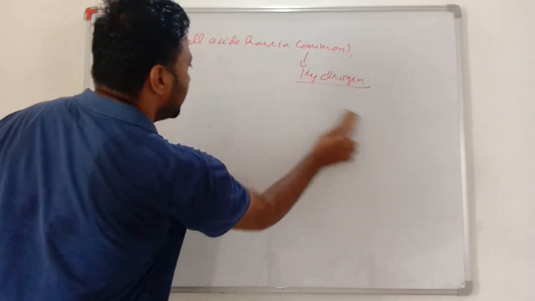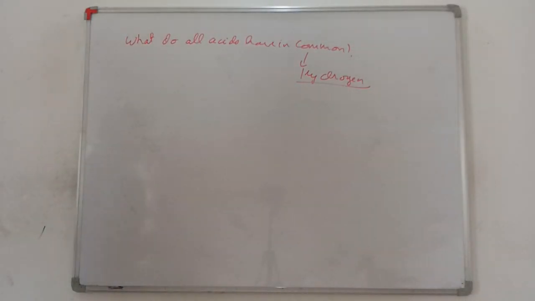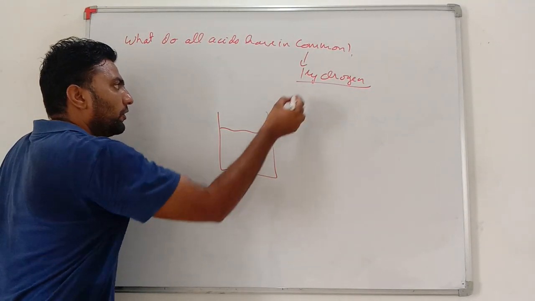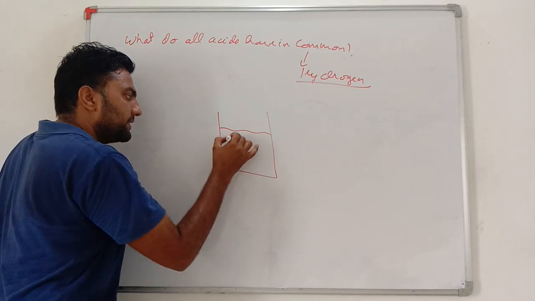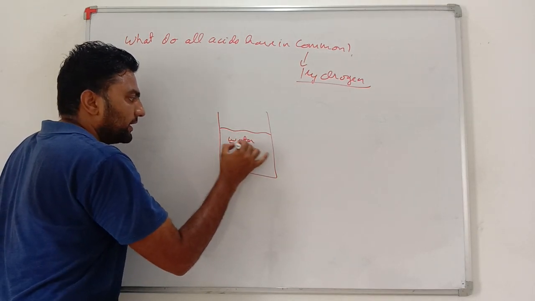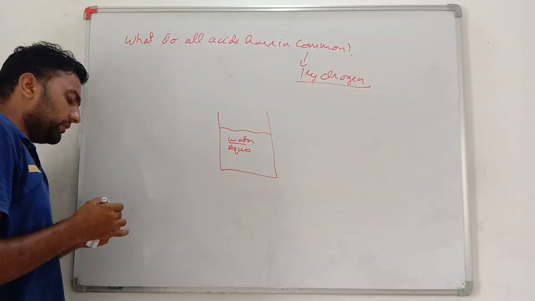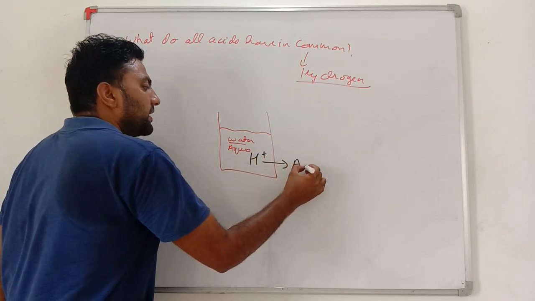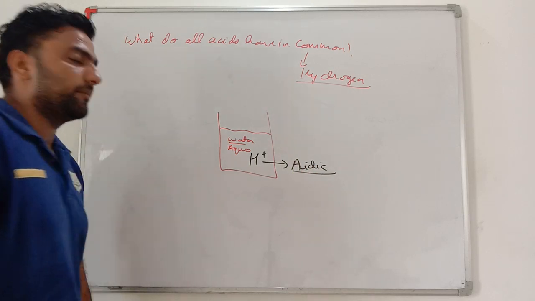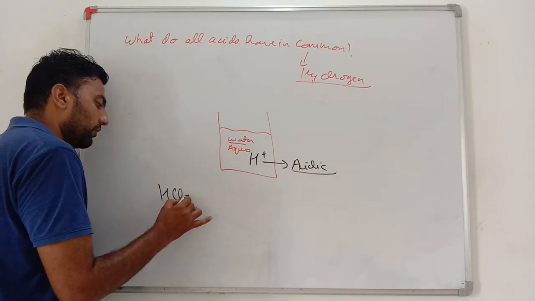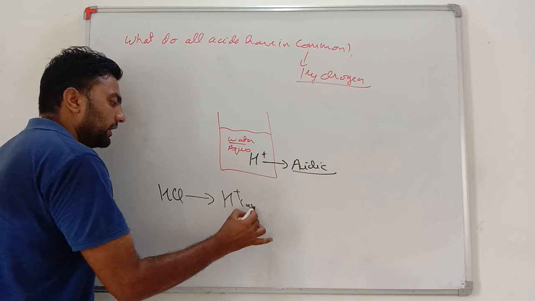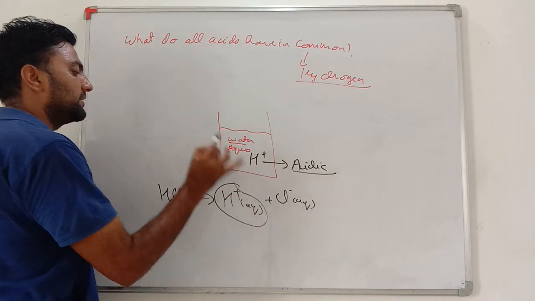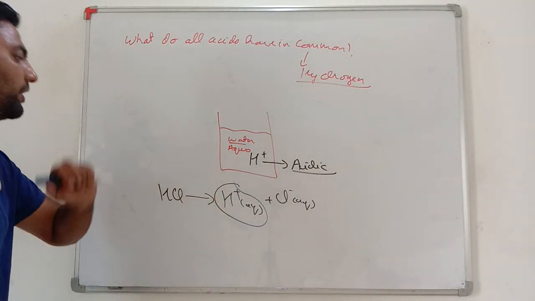Whenever acid is added in water, or acid is in liquid form, all acids have hydrogen, and whenever acid is added in water or it is in aqueous form, it gives H plus ions. Very important, and these H plus ions are the main reason for acidic nature. Let's take an example. Hydrochloric acid, when put in water, gives H plus and Cl minus. This is the reason for acidic nature of hydrochloric acid.